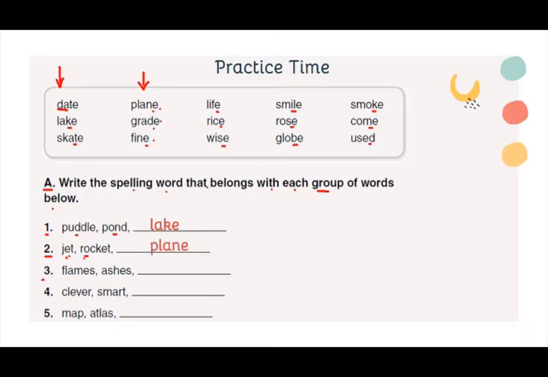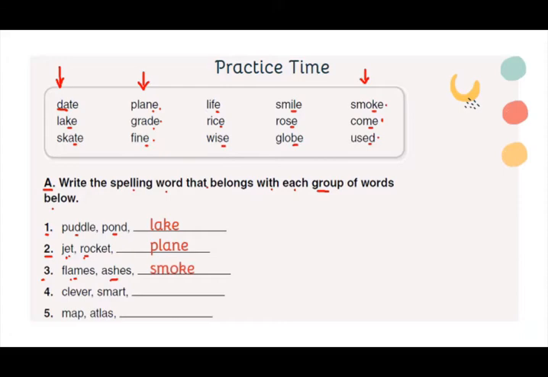Number 3, I have flames, ashes. Flames and ashes. Which word belongs to this group? Flames and ashes come from fire. So if you look at the last column, you can see here I have smoke, come, or used. Which word belongs to this group? It is the word smoke.